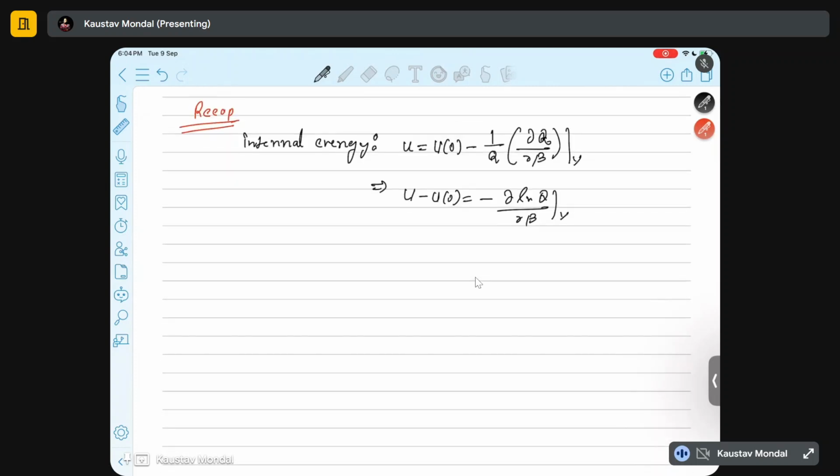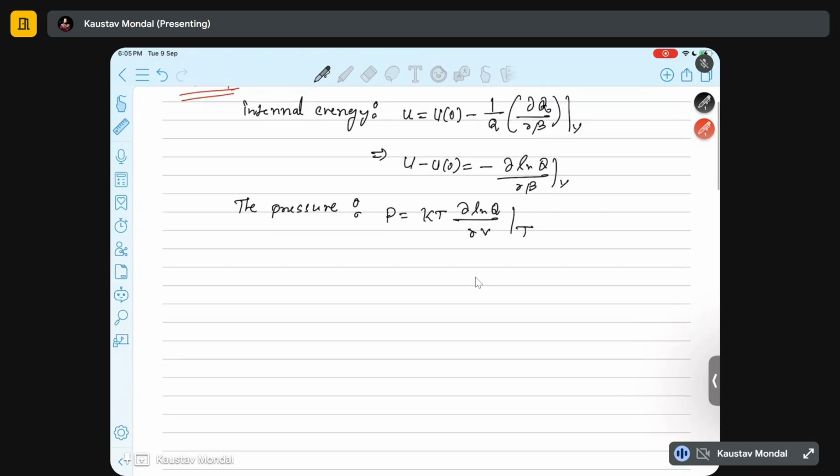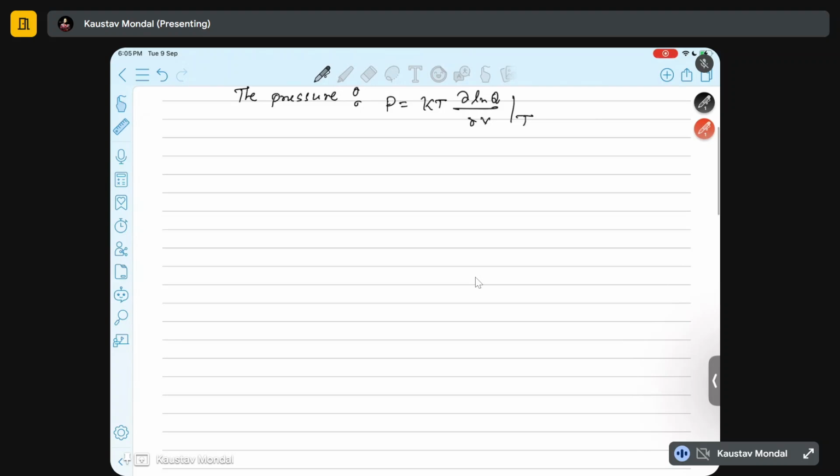We have derived this before, and the pressure expression also we have derived, right? The pressure P equal to KT del of ln Q by del V at constant temperature. So these two thermodynamic expressions we have already derived, and using these two expressions, we had derived the expression of the next thermodynamic quantity, that is the enthalpy.